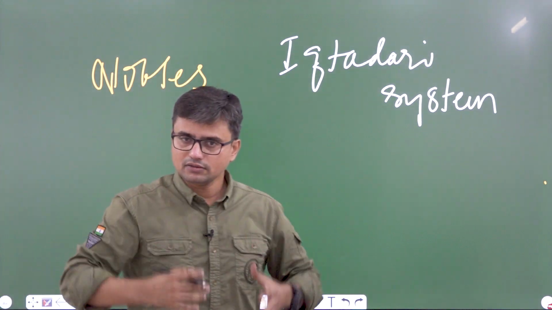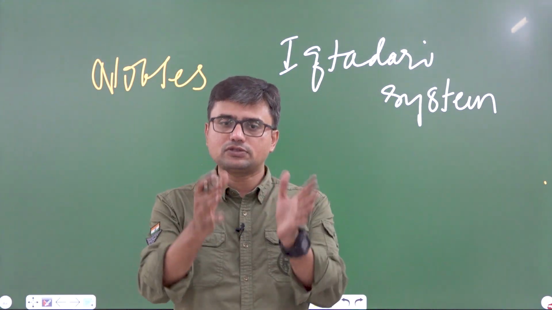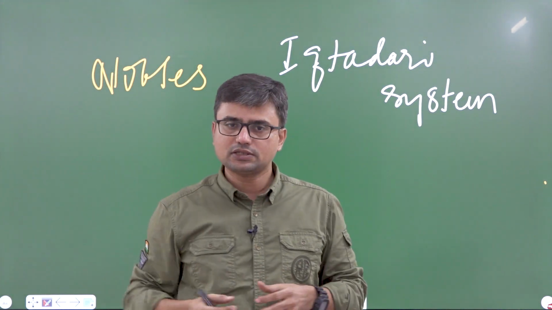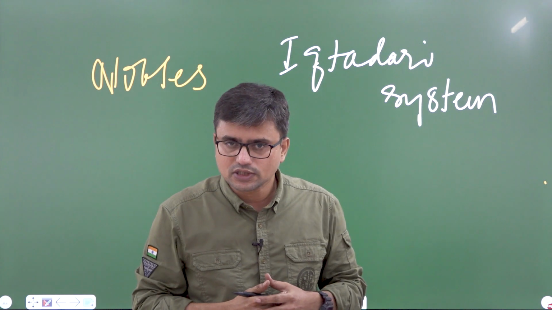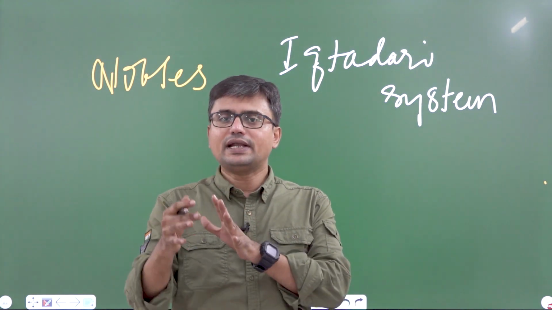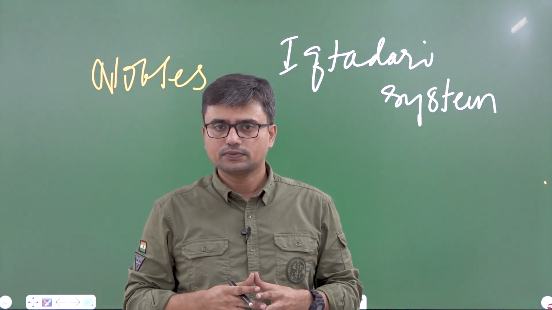It was strengthened. Why the Iqtidari system was popular and strengthened during the time of the Delhi Sultanate is, this is one of the reasons. You will be reading about the Iqtidari system. There will be questions on the Iqtidari system. Such a system was solidified and strengthened after the Mongol attacks because the kings needed the support of the nobles.